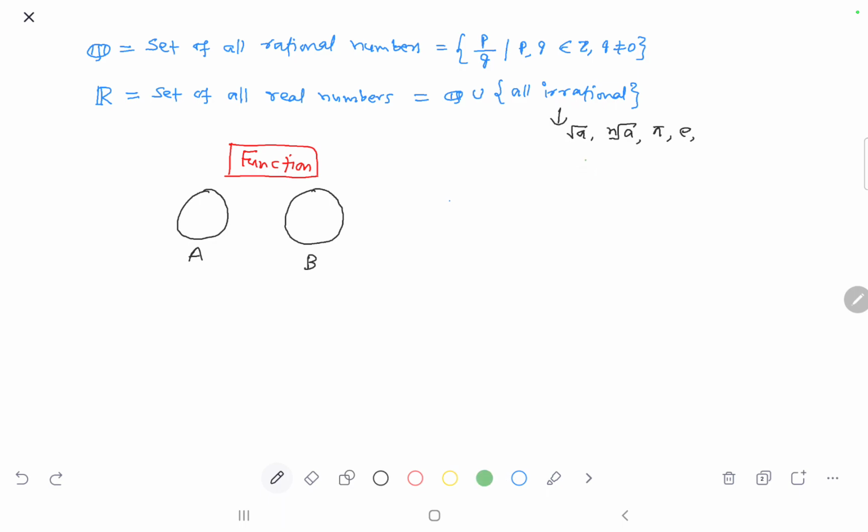Now, one thing I forgot to tell you: do you know the concept of subset? So A subset of B, this we use. Also, I'm going to use the interval notation. Do you know the interval? Interval means (a, b).